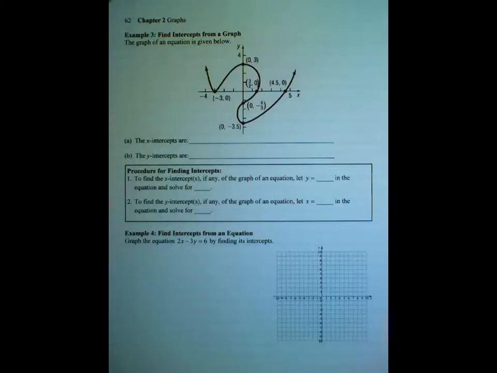Now we'll continue section 2.2. We looked at graphs of equations in two variables. Now we want to focus on intercepts. In example 3, we're given a graph and we're to find the intercepts of this graph. So recall, intercepts are where you either touch or cross an axis.